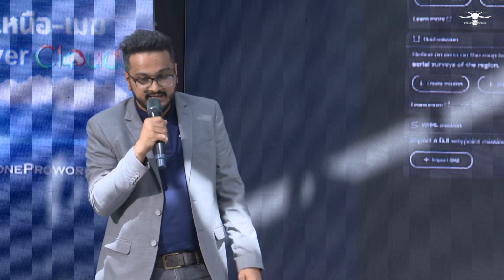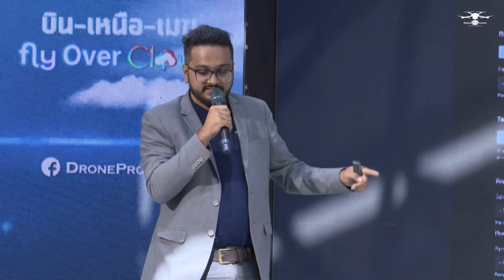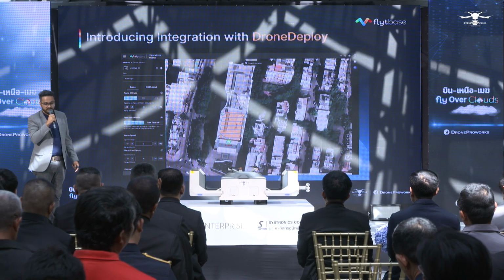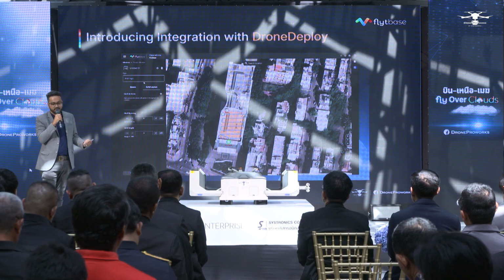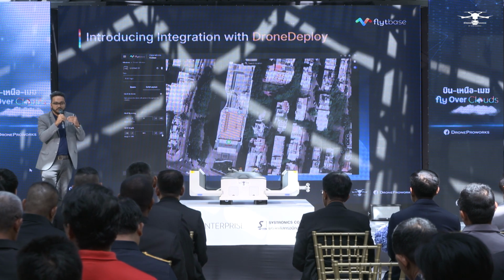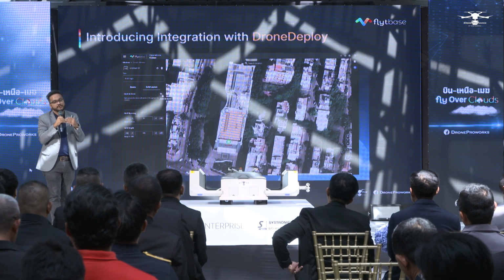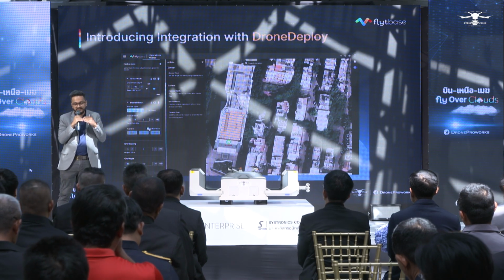So what you will see here is we are creating the entire mapping mission. So you can create a survey grid. This is the building that we are doing survey for. You can draw the entire mission. You can set all your settings from the FlytBase dashboard. It could be configured with the spacing that you want, the kind of resolution you want for a 2D or a 3D model. All of those things could be done inside FlytBase.